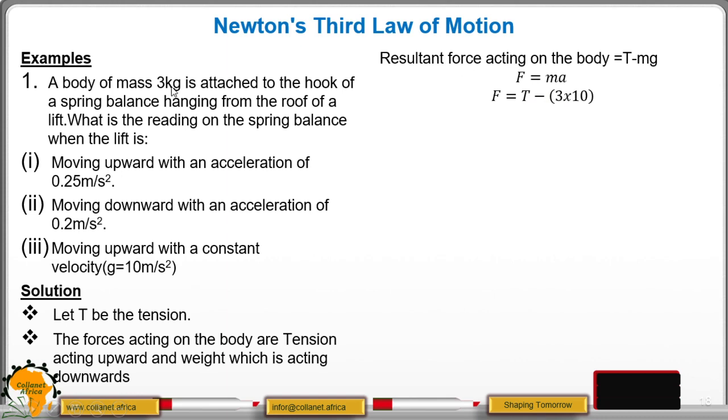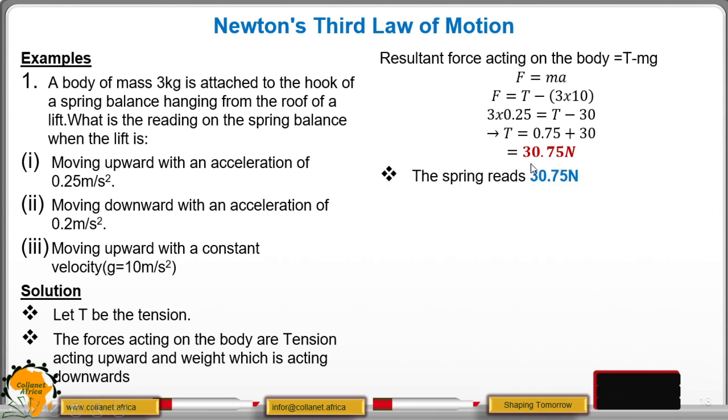We know that m is equals to 3 kg. Multiplied by 10, you get 30. And our a is 0.25 meters per second squared. So when we take 0.25 and multiply by 3, you get 0.75. So by making T the subject of the formula, when you take 30 on this side, it will be 0.75 plus 30. Therefore, that gives us 30.75 newtons. And therefore, the spring reads 30.75 newtons.